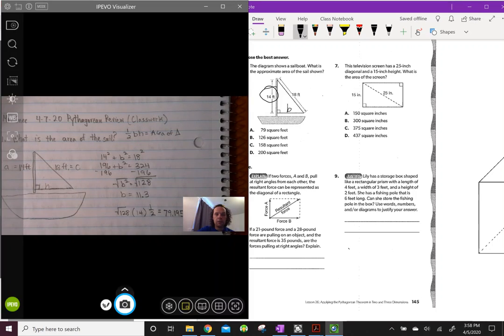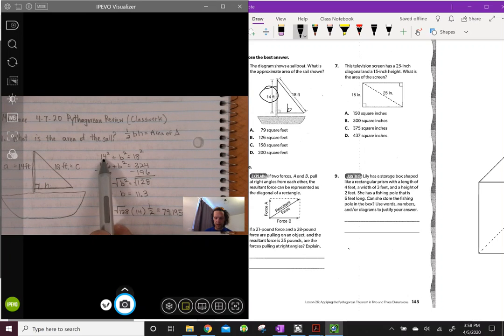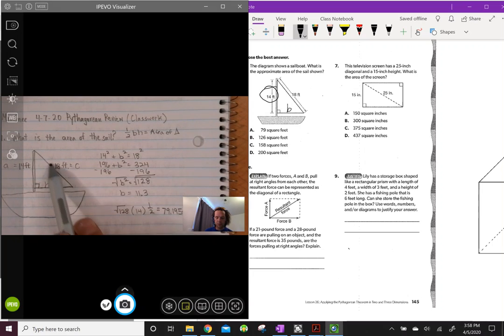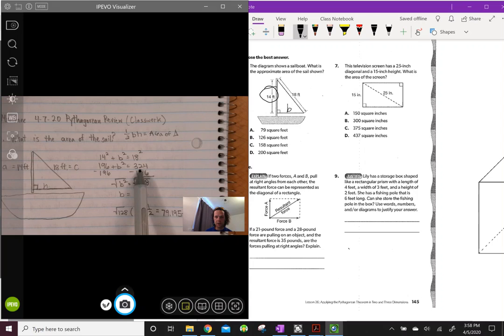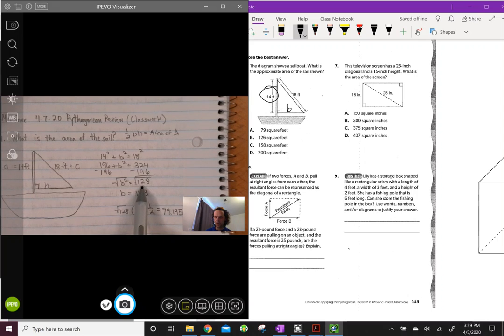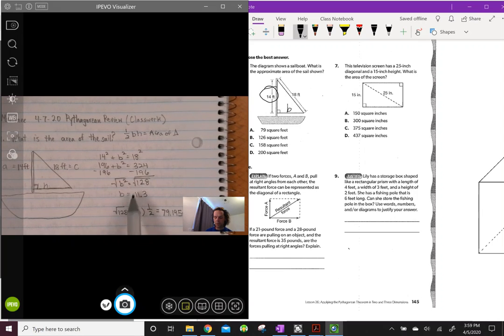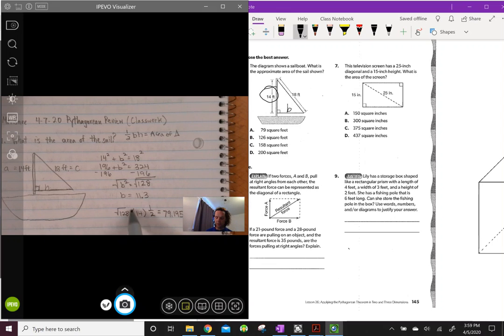So over here on this side, what I've done is I've taken 14, one of the legs, and squared that value, and added B, the other leg, and squared that value, and that equals the hypotenuse, or C. I'm drawing this little sailboat over here. Okay, 14 squared is 196, and 18 squared is 324, and then I just subtract 196 from both sides, and I find that B squared equals 128, and so B is equal to the square root of 128, or 11.3.